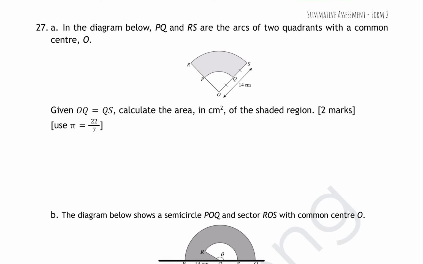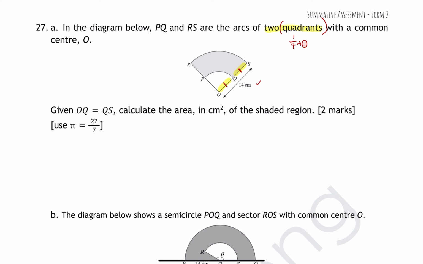Alright, so for question 27, in the diagram below, PQ and RS are the arcs of two quadrants with a common center O. So for quadrants, you need to remember this is your 1/4 of your circle, right? Given OQ equals QS, so this is your OQ, this is your QS, which also you can know that these are of equal length.